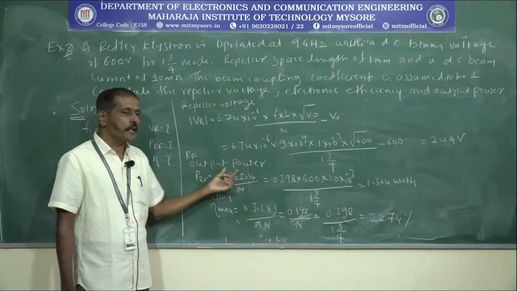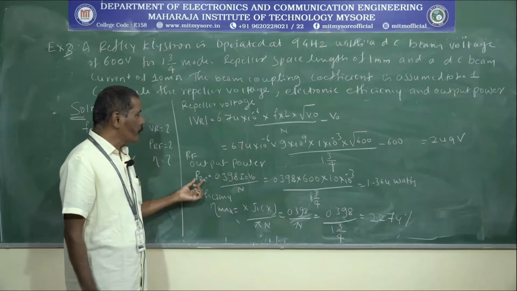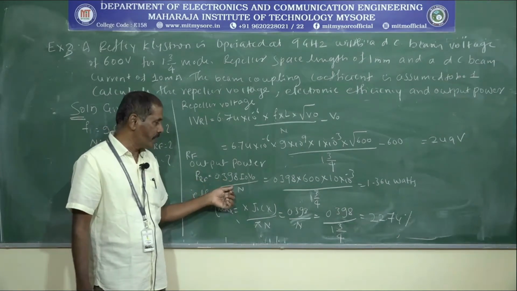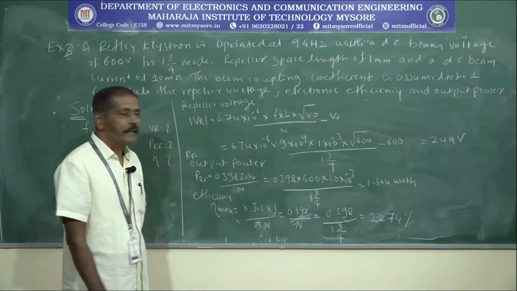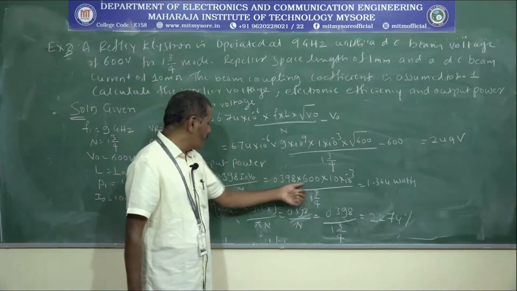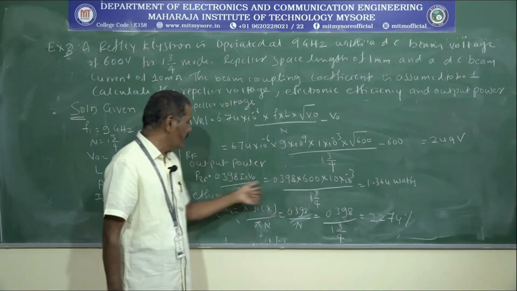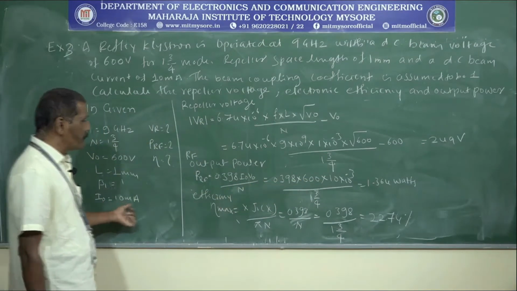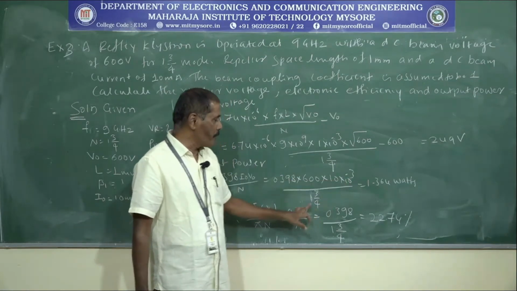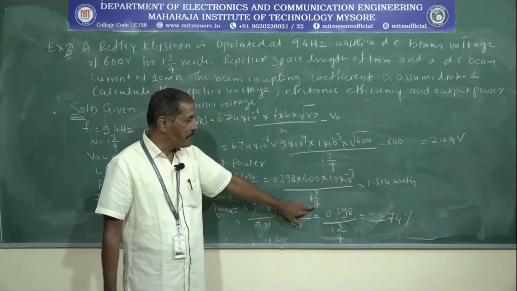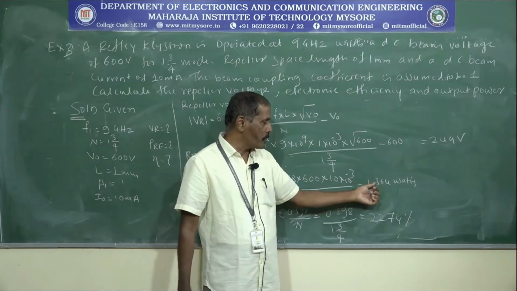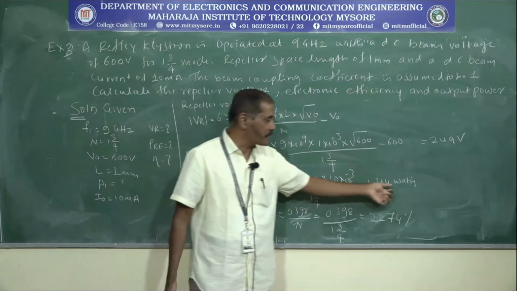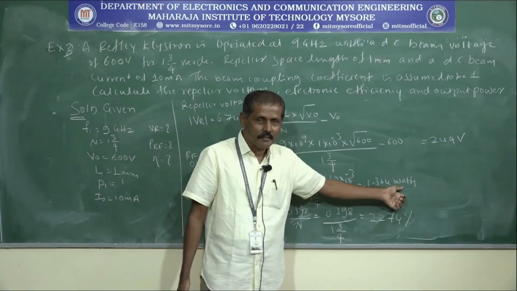Next, you are supposed to calculate the output power. The output power is calculated from the equation PRF is equal to 0.398 I0 V0 divided by N. So 0.398, your V0 is 600, I0 is 10 milliamperes. Current given here is 10 milliamperes. So, 10 into 10 to the power of minus 3, divided by 1 into 3 by 4. So I am going to get the value as 1.364. And remember, the power is always expressed in terms of watts. So I am writing the units as watts.